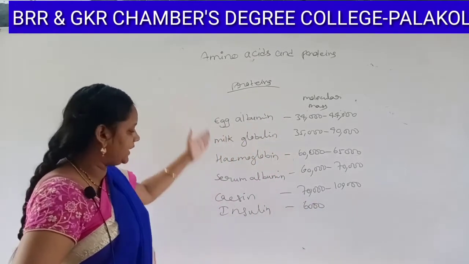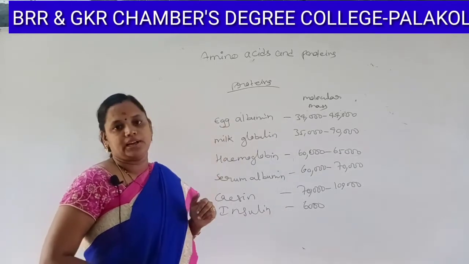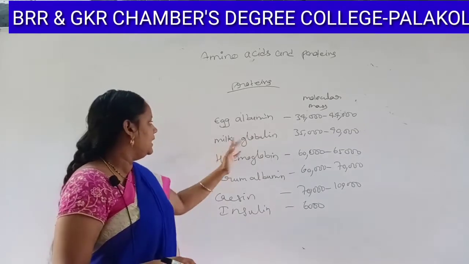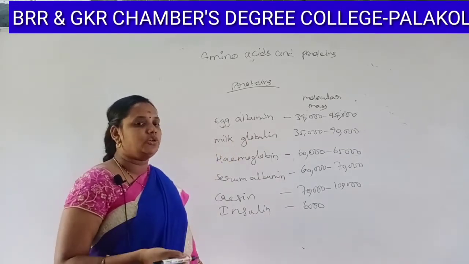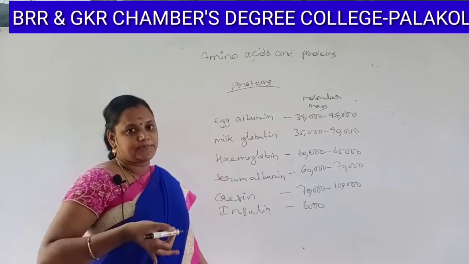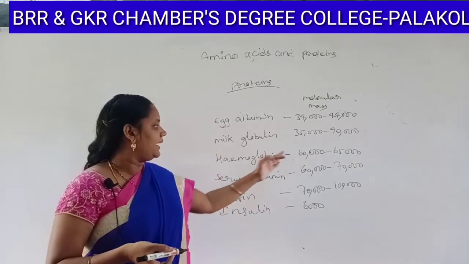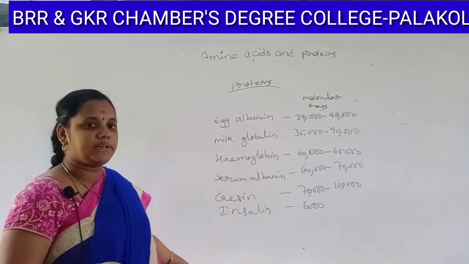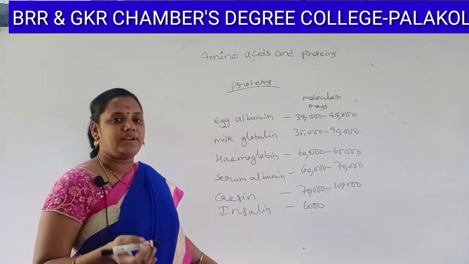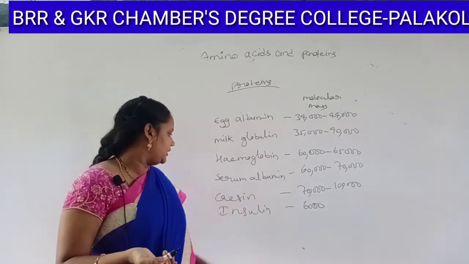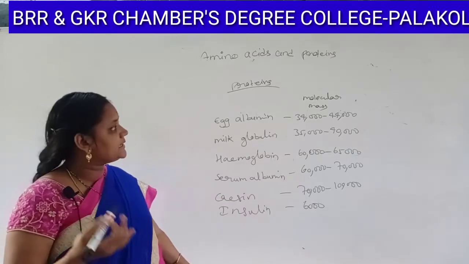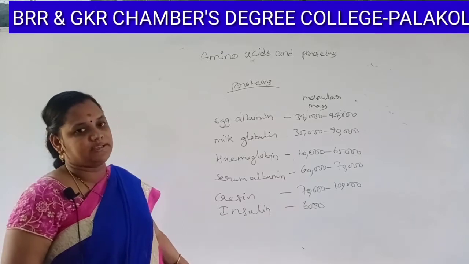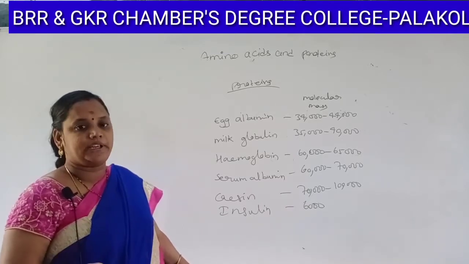These are the list of the proteins and their molecular masses. Egg albumin contains 34,000 to 44,000 molecular mass. Milk globulin around 35,000 to 40,000. Hemoglobin, which is present as a red pigment in our blood cells, 60,000 to 65,000. Serum albumin, horse, 60,000 to 70,000. Casein, 70,000 to 1 lakh, highest molecular mass. Insulin, 6,000. This is the list of the molecular masses for their respective proteins.